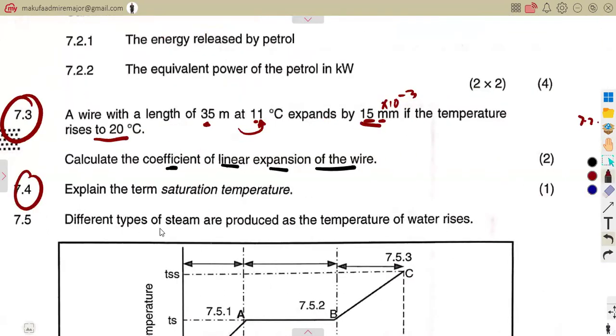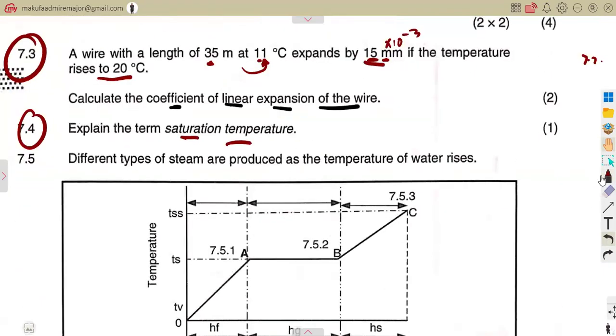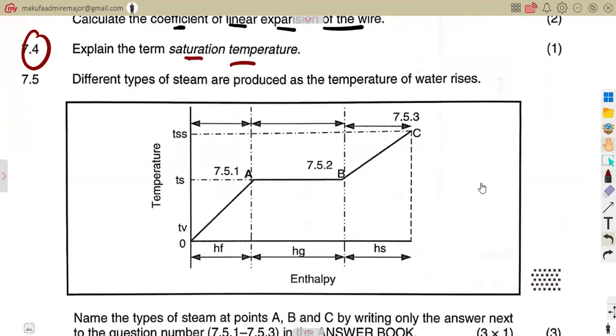Let's see the other part. 7.4, explain the term saturation temperature. What is the saturation temperature? So the saturation temperature is the constant temperature at which a liquid changes phase from liquid to vapor at a given pressure.